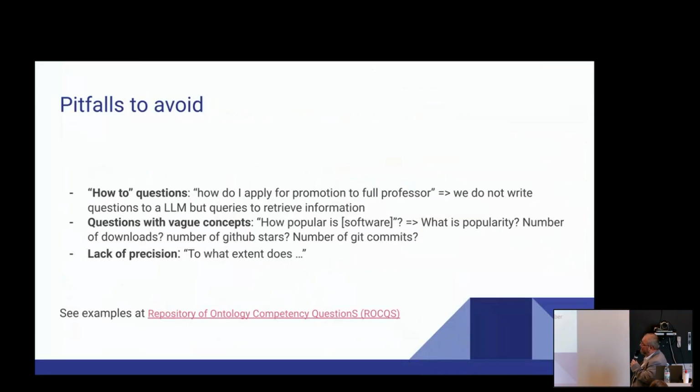Things with vague concepts, like how popular is a software. There's no way for a graph to quantify popularity unless there is a popularity index. So in that case, we can do that. But the question is, what is popularity and how is it quantified? And then there is lack of precision: to what extent does this correspond to that, and so on.